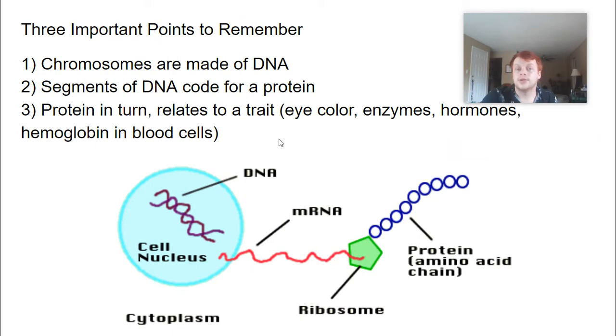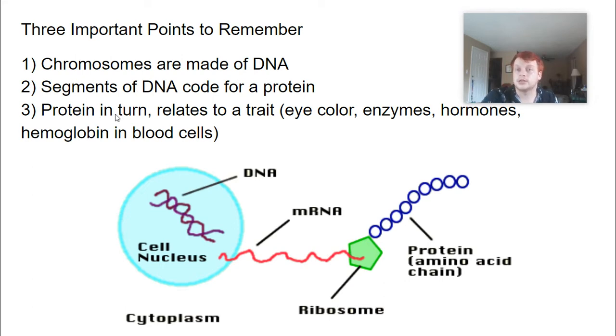Three important things for you to keep in mind when we're talking about these processes of transcription and translation is that our chromosomes are made out of our DNA. And segments of DNA, so specific strands or parts of strands that are between 100 and 1,000 or more base pairs long, will determine the proteins that get produced. And it's the order and sequence of those that determines the protein made.